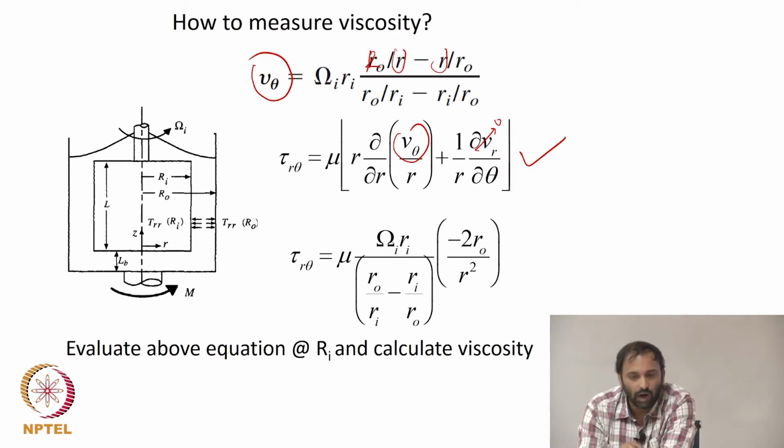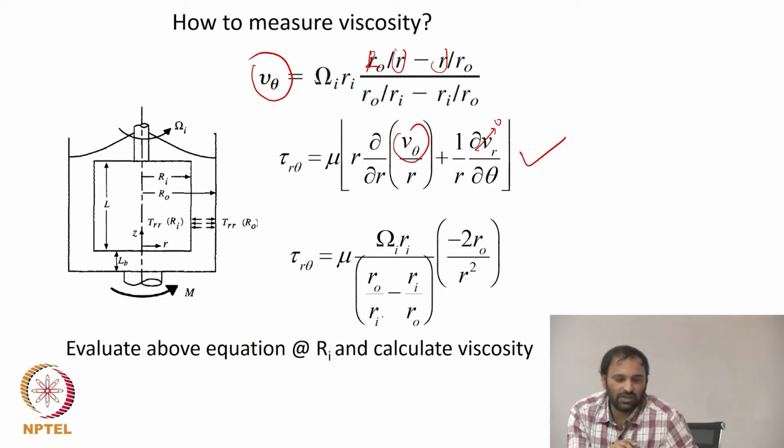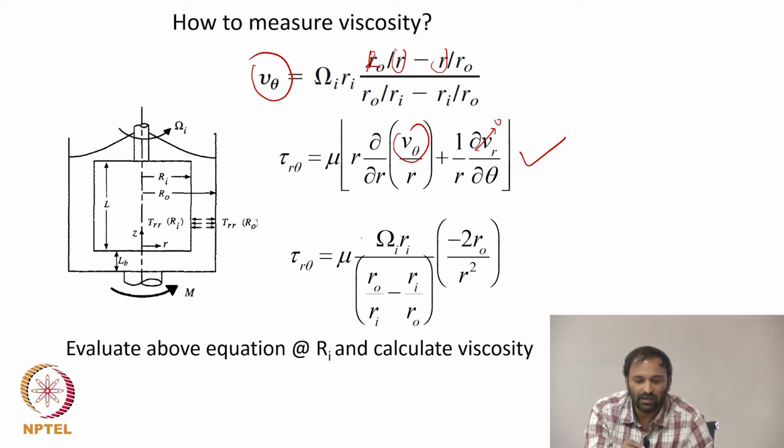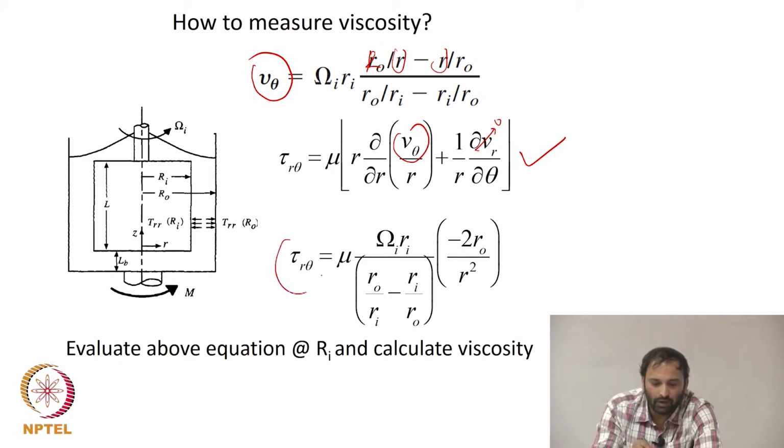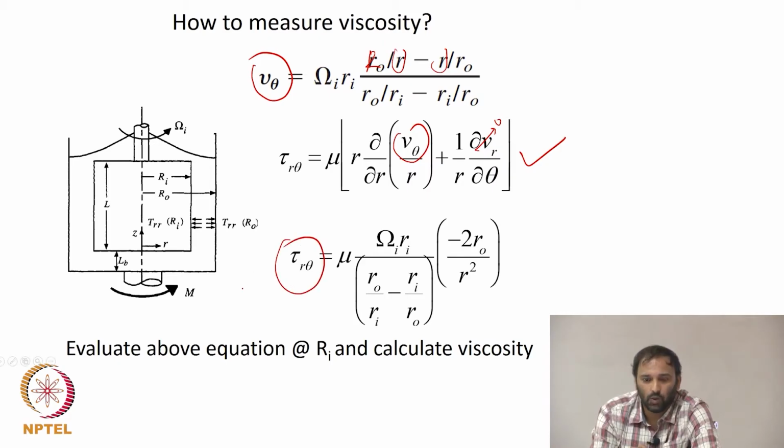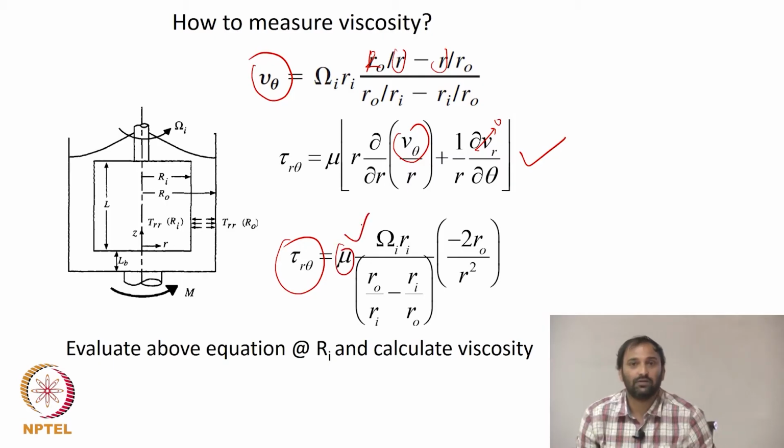Tau r theta goes as mu times all these parameters. Now I can evaluate this tau r theta at either Ri or Ro, depending upon whether I'm rotating the inner or outer cylinder. Because I already know what tau r theta is in terms of the torque, I can substitute that into this equation and measure your viscosity.